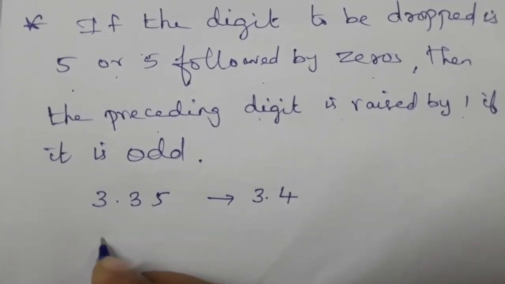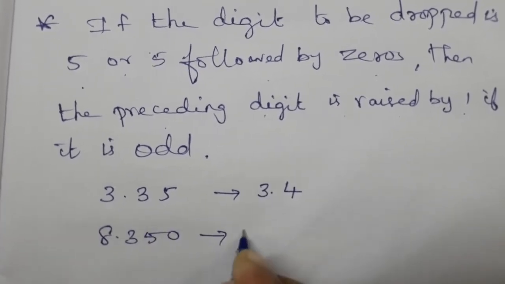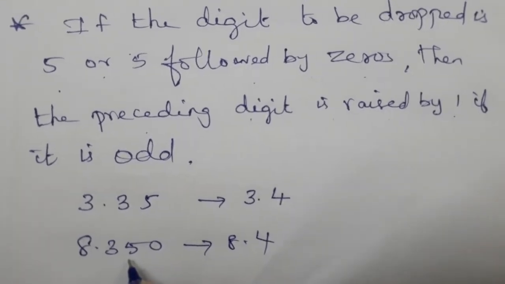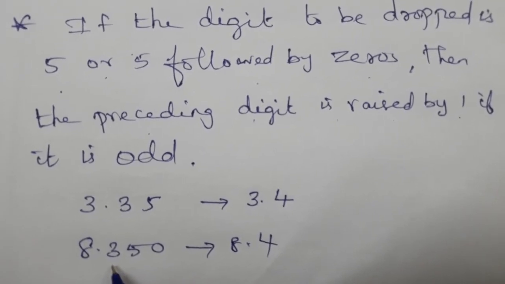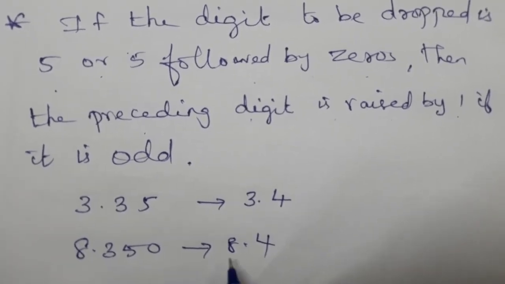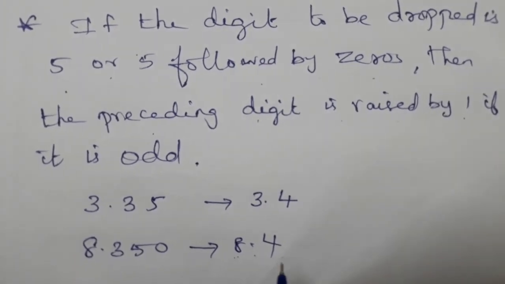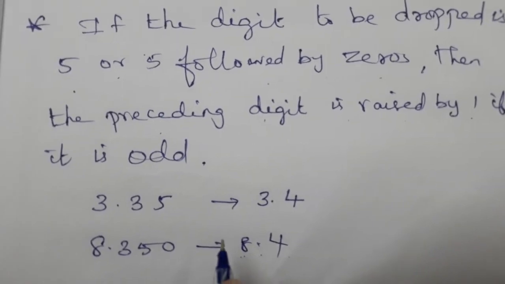So, another example we can see, 8.350 is rounded off to 8.4. The digit to be dropped is 5 followed by zeros and the preceding digit is odd. So, we can round it off to 8.4. I think you understood the rules for rounding off.